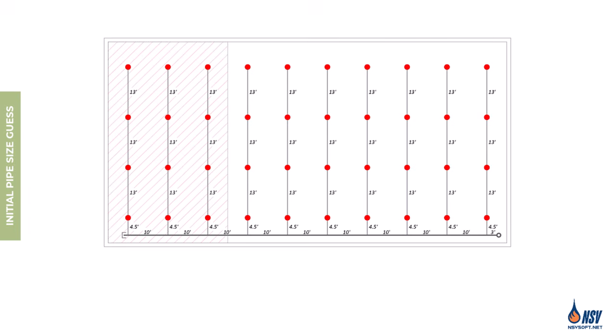At this stage, we begin by estimating the pipe sizes throughout the system. Then, we start our hydraulic calculations from the most remote sprinkler and work our way back through the piping network toward the water supply or a point where pressure and flow rate are known. If the calculated system demand based on our initial pipe size assumptions doesn't meet the requirements, we'll revise the pipe sizes accordingly. For our initial pipe size assumptions, let's use the following guideline.